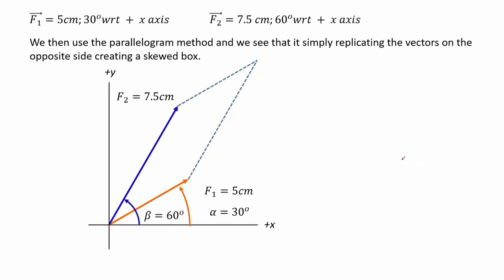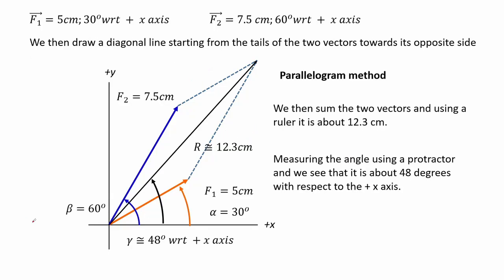The next method is the parallelogram method. The method simply replicates parallel lines having the same length and orientation but drawn in opposite directions with each other. Here we see that the method forms a skewed shape of a square. To determine the resultant vector we simply draw a diagonal line, and we see that it is the same as the previous method and it is about 12.3 cm. The angle is also measured and it is about 48 degrees with respect to the positive x-axis.